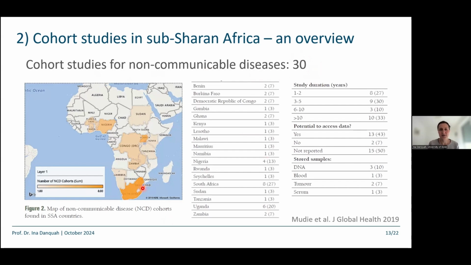However, the picture is very similar. So again, it seems some projects in South Africa have survived, and new initiatives have started in Uganda here. So these are the main countries where cohort studies for NCDs are existing. But again, they seem to be quite young. So most of them have a duration of only 1 to 2 years, or maximum 5 years. And again, we have challenges here with respect to biobanking and storage of biological samples.